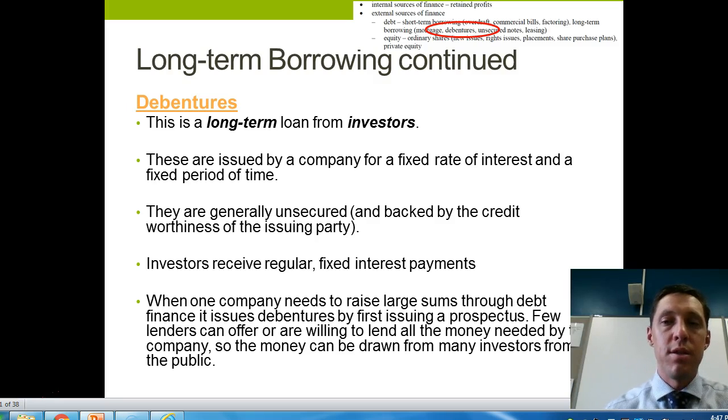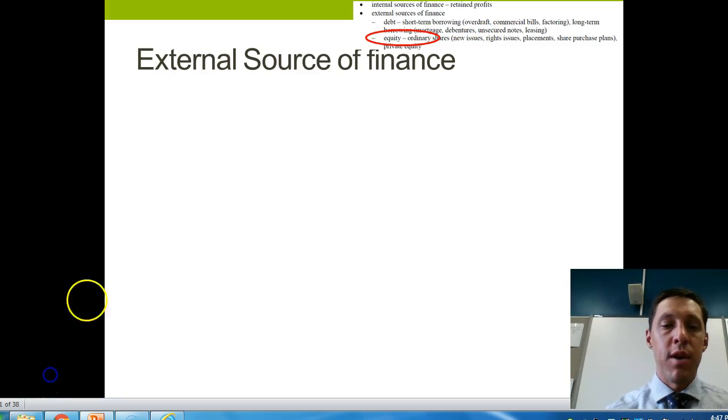Okay, so they're the types of long-term borrowing that an organisation may engage in, and next video we'll look at equity as a source of external finance.